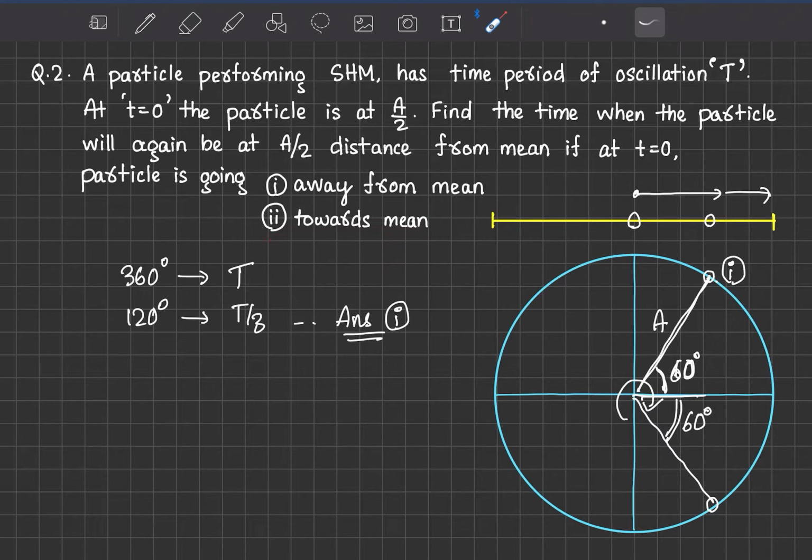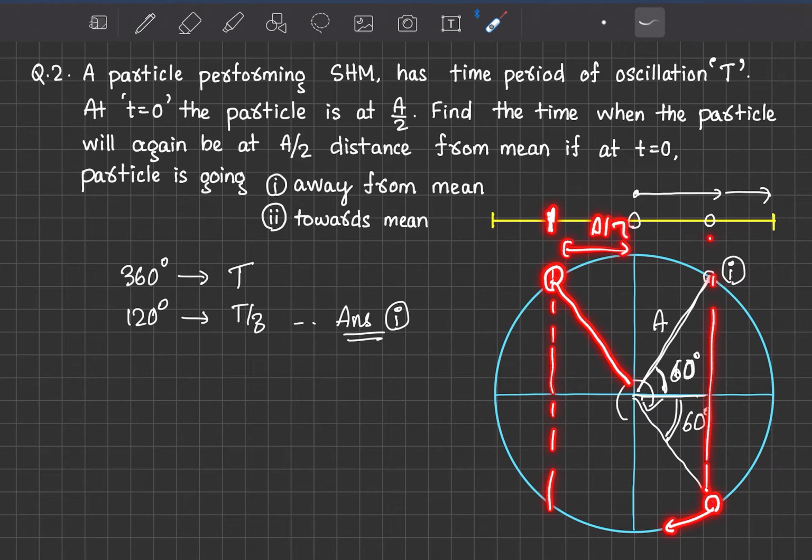The particle is moving towards mean. For towards mean we can consider this position here. Here the particle is moving towards mean and it is at a distance a by 2, on the left side, this distance is a by 2 and it is moving towards mean.